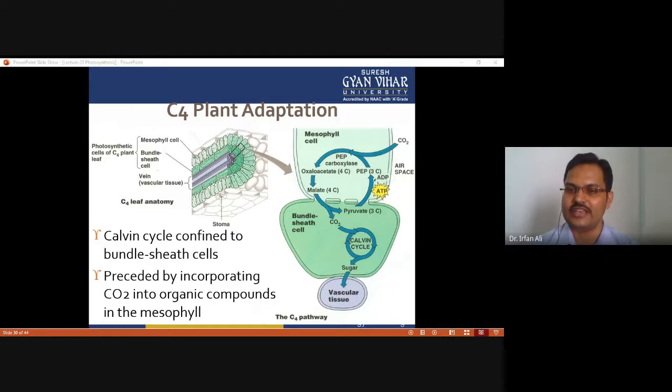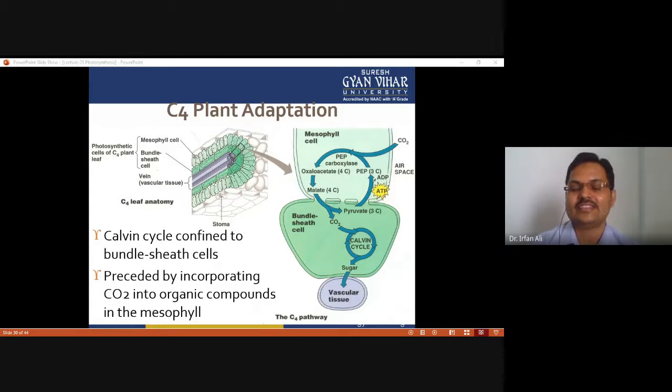So you have to see that when the stomata are open, this CO2 is fixed in the form of oxaloacetate, which is the four carbon molecule. Now the Calvin cycle is carried out by the bundle sheath cell. In the normal C3 plant, only one type of cell is there in which both carbon fixation and Calvin cycle take place. But here in the C4 plant, the Calvin cycle occurs in the bundle sheath cell.